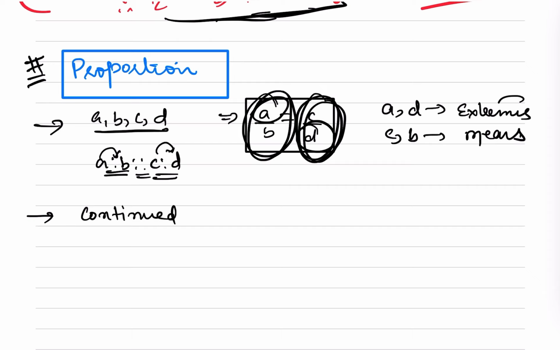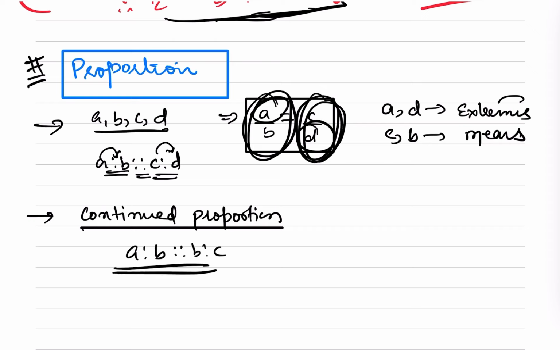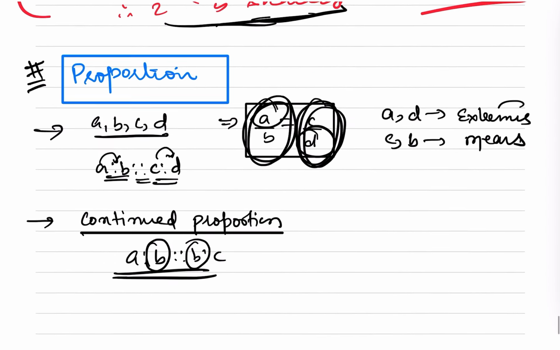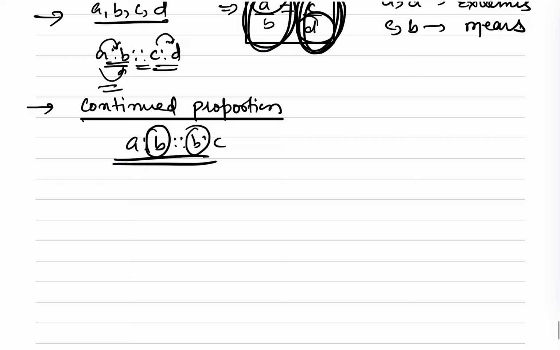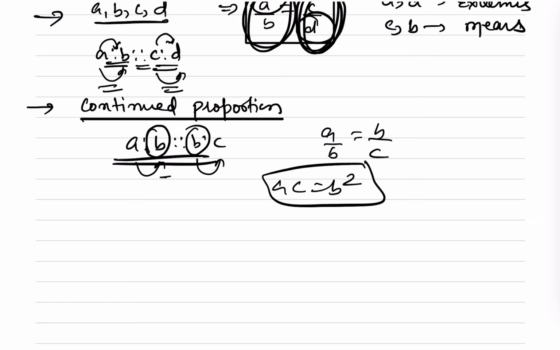Now what is continued proportion? Continued proportion is nothing but a is to b as b is to c. That is, these two are common, and that is called continued. The way a is related to b, the same way b is related to c. So a by b equals b by c, so ac equals b square. Are you understanding?